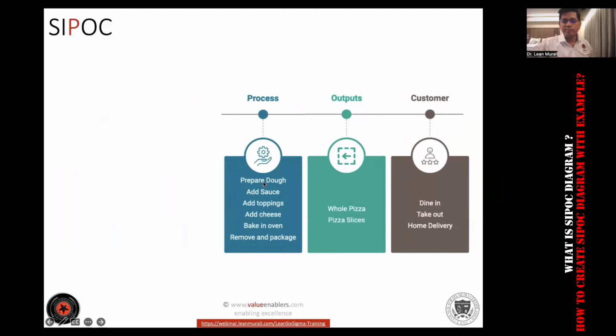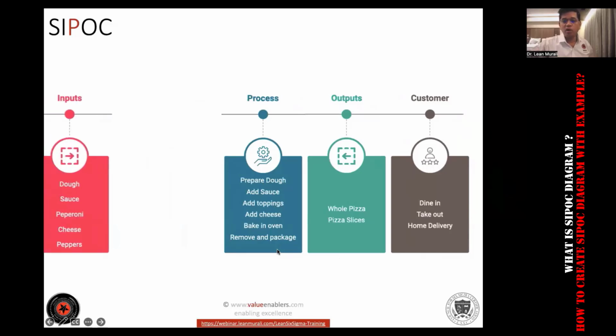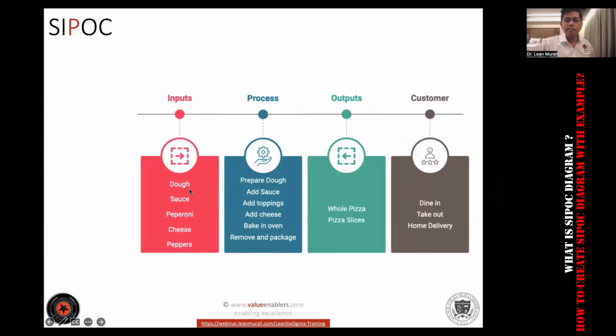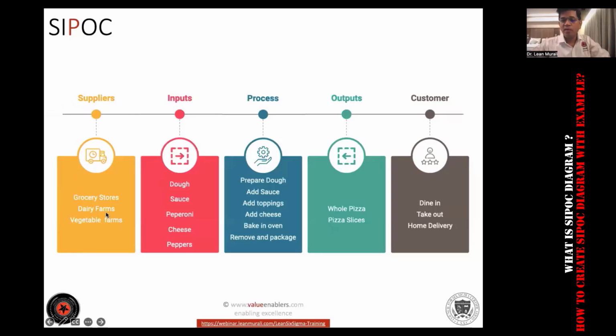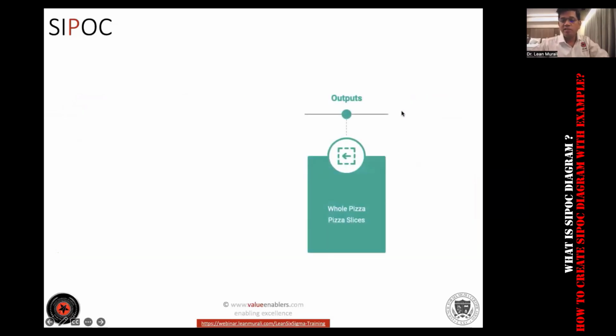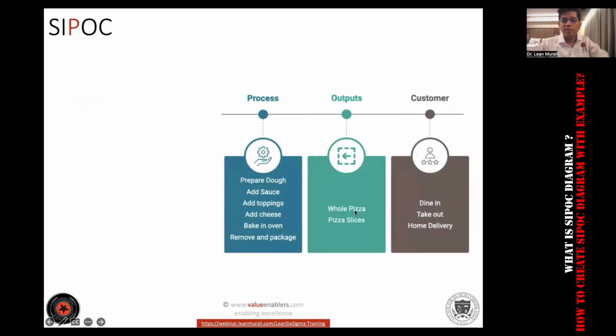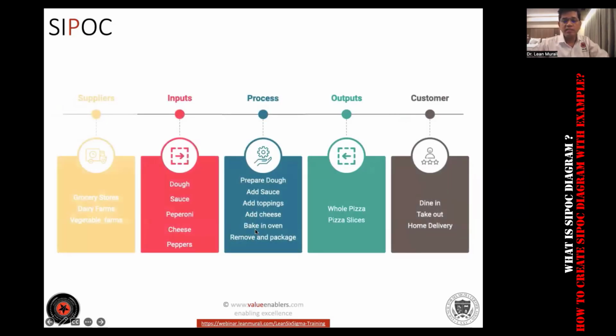So for pizza you need to prepare a dough, add sauce, add toppings, add cheese, and bake in the oven, and all that is the process. You need inputs such as dough, sauce, pepperoni, cheese, and peppers. And you need suppliers, who are grocery stores, dairy farms, and so on. The whole pizza is the output, and you are the customer, and this is the process, these are the inputs, and these are the suppliers.